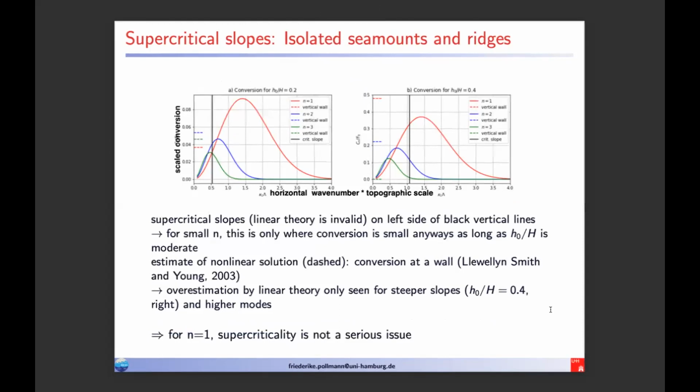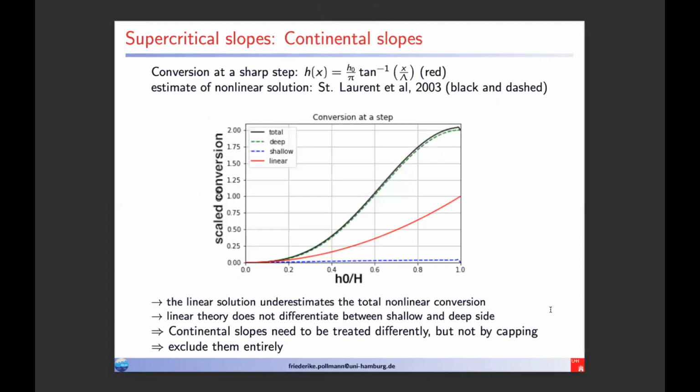So that was for the open ocean, for an idealized ridge. Now we look at a sharp step to represent continental slopes. We use this arctangent function to describe it. And then there's also an estimate for the nonlinear solution, in this case by Saint-Laurent and his co-authors. Here you see again the scaled conversion as a function of the topography height over the total water depth. The red line is the linear solution, and the black line is the nonlinear solution. And you see that as long as this ratio is not super small, the linear solution will be below the nonlinear one.